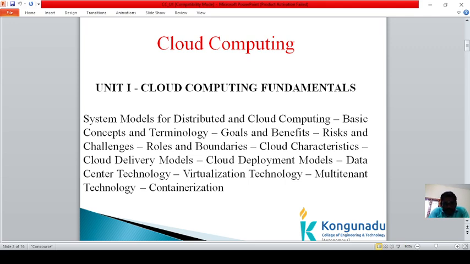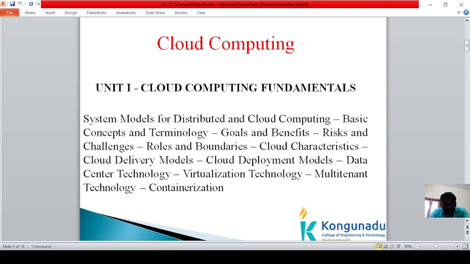The main objective of the first unit is to identify and analyze the basic objectives of cloud computing. We have to understand the basic objectives of cloud computing. So: system models for distributed and cloud computing, and the next, basic concepts and terminology of cloud computing, goals and benefits, risks and challenges, roles and boundaries, cloud characteristics, and then cloud delivery models and cloud deployment models, data center technology, virtualization technology, and multi-tenant technology. And the last one, containerization. So these are the things we are going to discuss in the first unit.